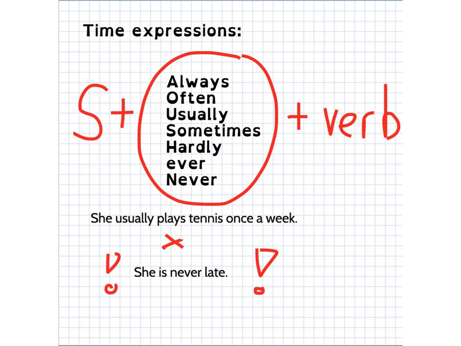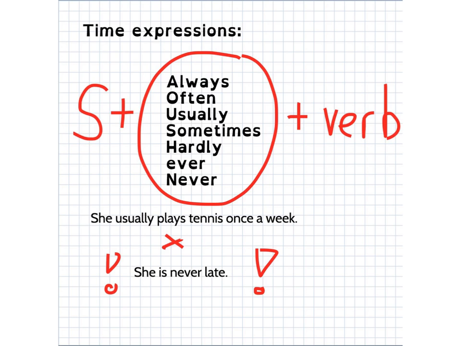Now we said that we use the present simple to talk about routines. So there are some typical time expressions. These are the typical adverbs to use with present simple. If you see them in a sentence, you know that you have to use present simple. And these time expressions are always, often, usually, sometimes, hardly ever, and never.